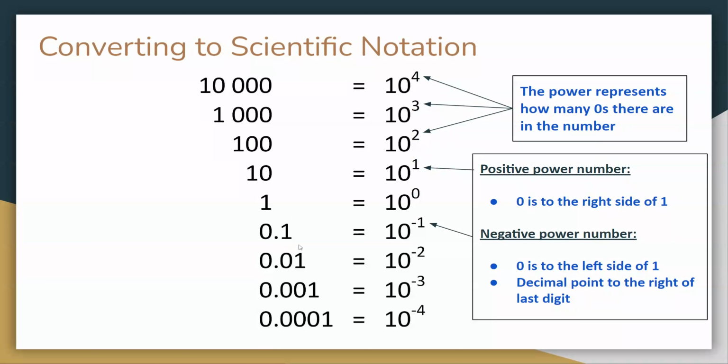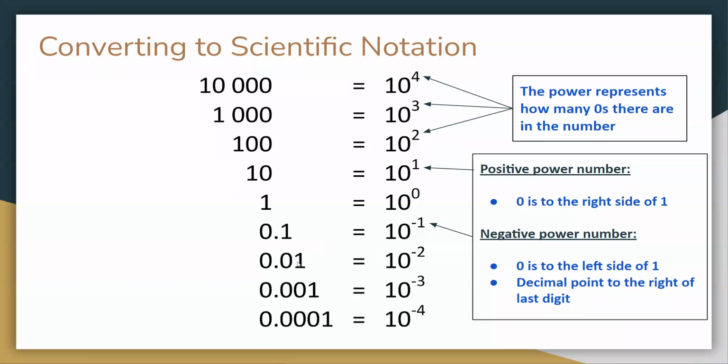But what about 0.1, a 0 to the left of 1? If you have a 0 to the left of 1, you will do the same power of 10, with the number representing how many zeros you have, but this time it will be a negative number. Negative means the left side, positive means the right side. So if I have 0.1, that's only one zero to the left, so it's going to be 10 to the power negative 1.